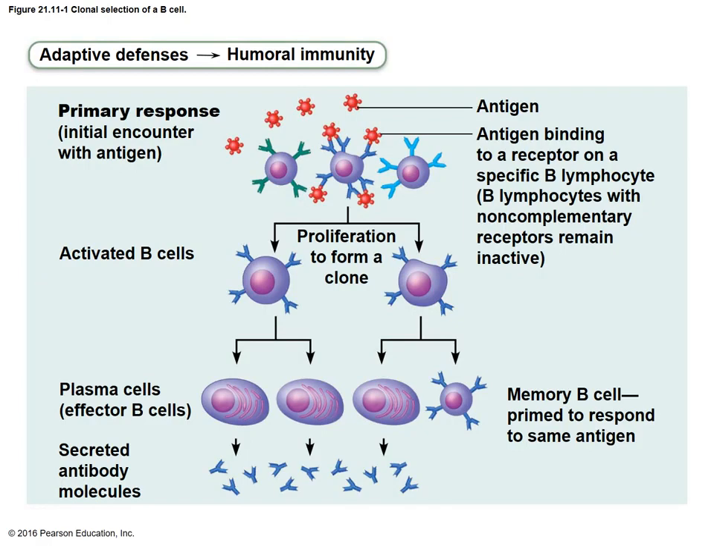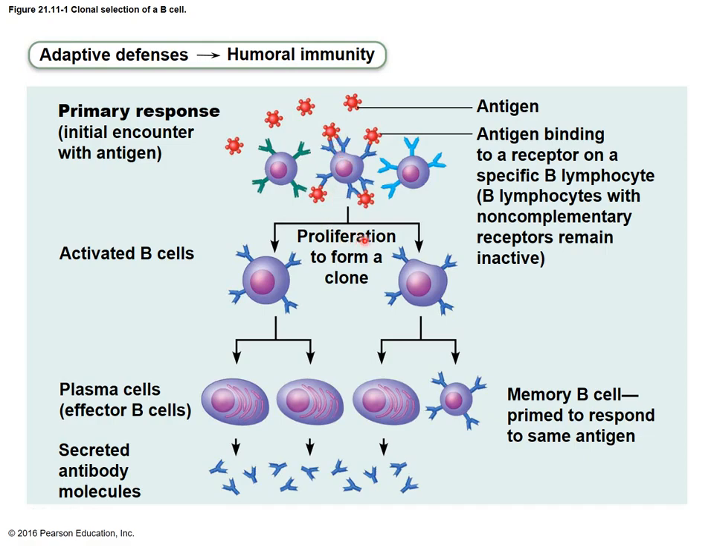Now with B cell and the clonal selection of it, the primary response is when you have that first encounter with the antigen, which is shown as this little red structure here. That is the foreign substance, the antigen. And what happens is the antigen binds to a receptor on specific B lymphocyte.